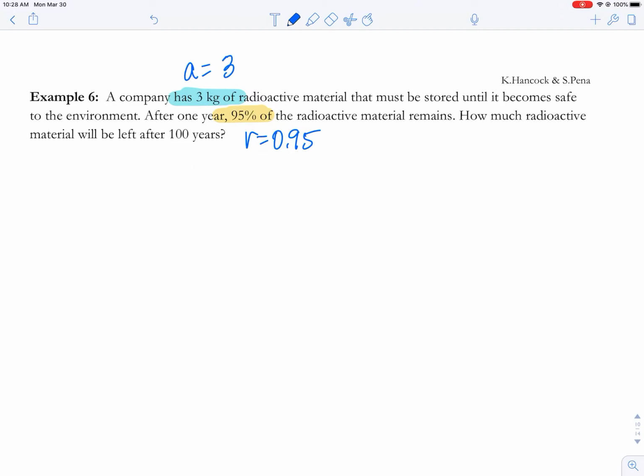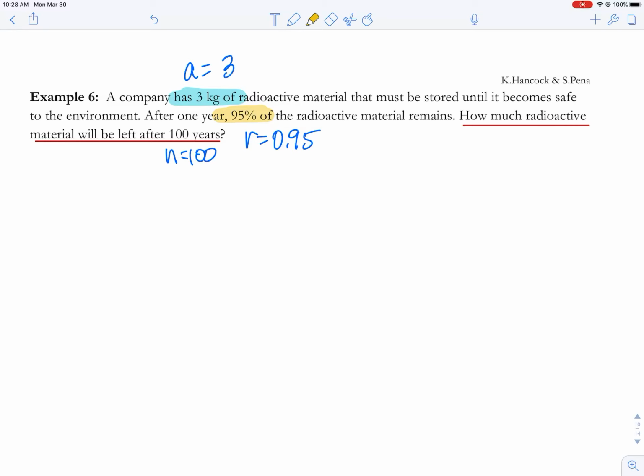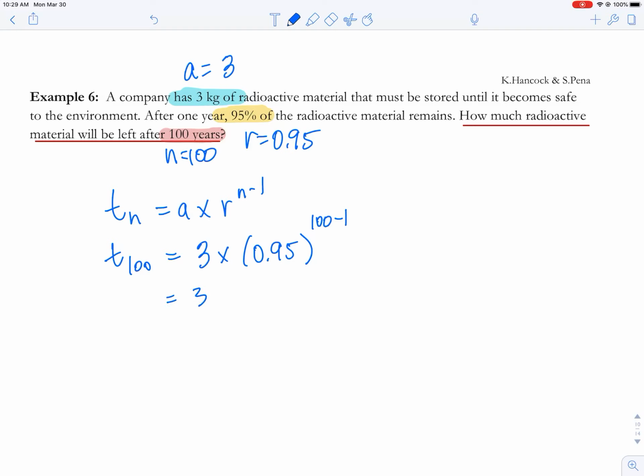It's asking us how much radioactive material will there be after 100 years. So after 100 years, we know that they're saying n equals 100. That's the third part of this question. So our general term is always A times r to the n minus 1. They want us to find the 100th term. So A is 3 times r, 0.95. N is 100 minus 1. So that's going to be 3 times 0.95 to the 99.